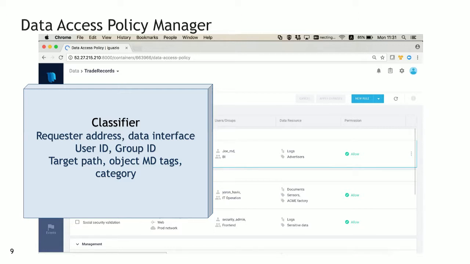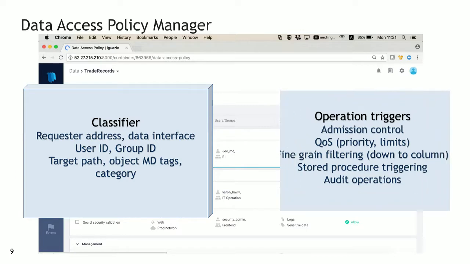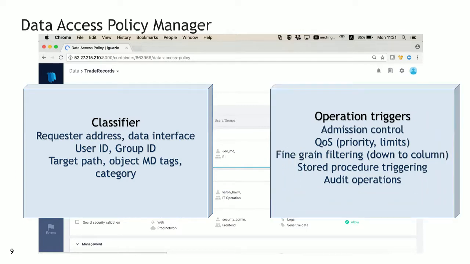Essentially, the data architecture, the data engine, should intercept an I/O classified by many properties, sort of a firewall for I/O if you want, and then decide what to do. So trigger different operations. The basic ones are admission control. Should the person be able to read the data, write the data, maybe address only parts of the data on certain fields. That's a sort of fine-grained filtering.